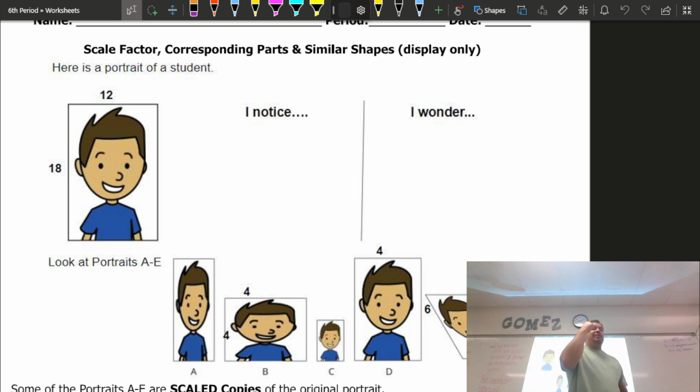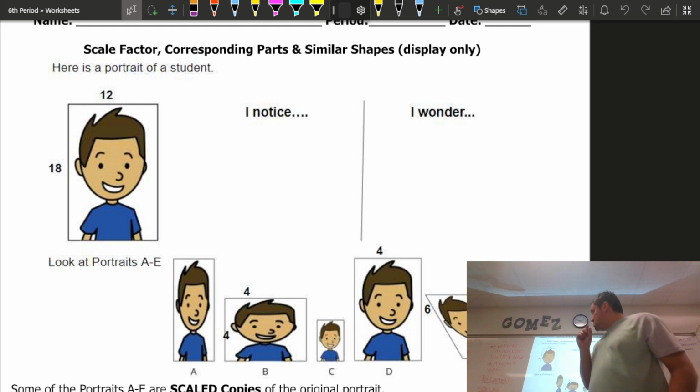What shape is the iris of your eye? Circle. When you zoom in, does it become an oval? No. It stays a circle.